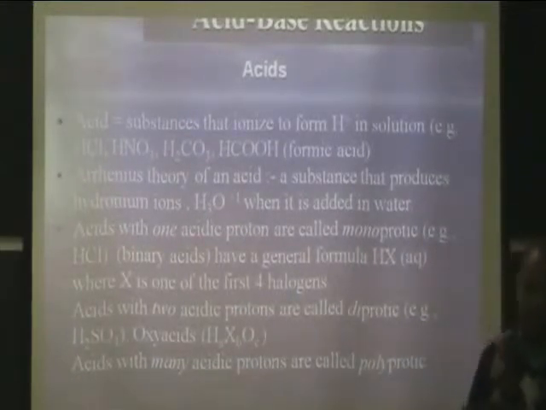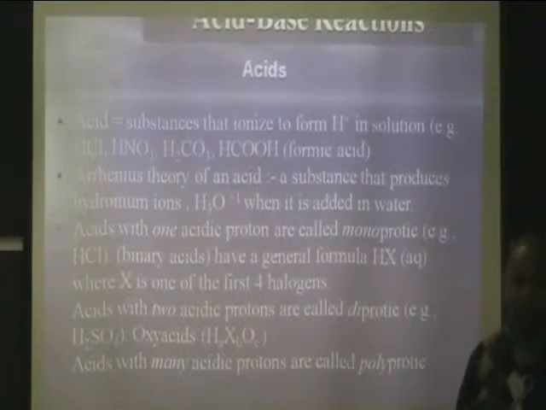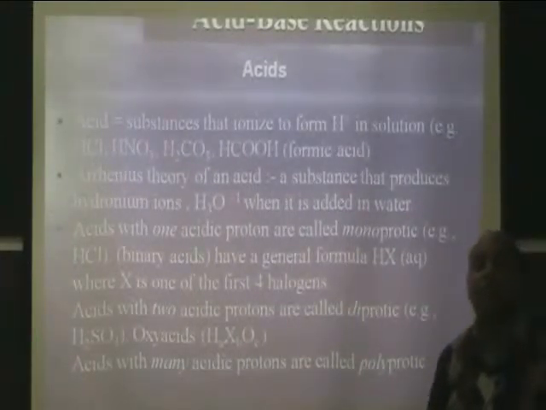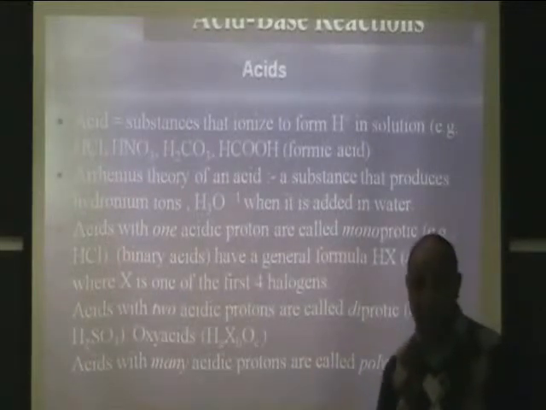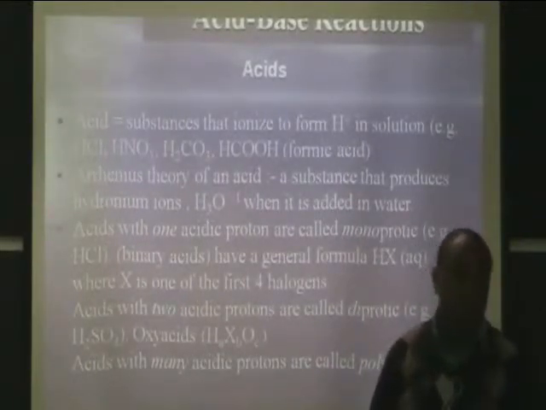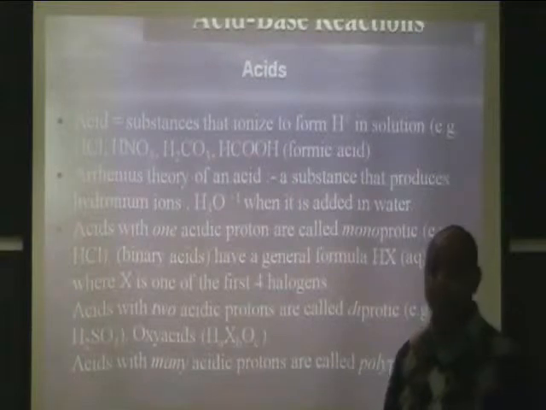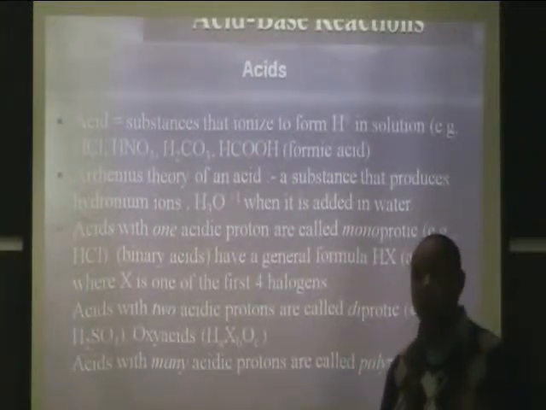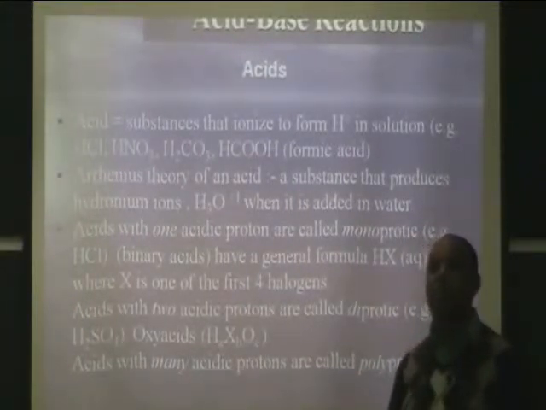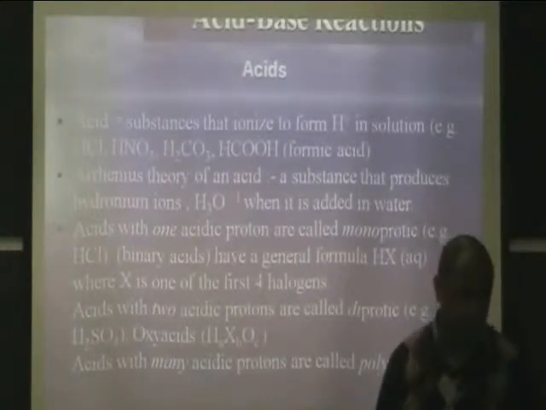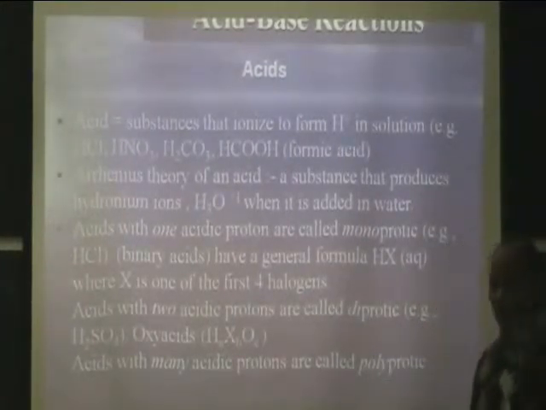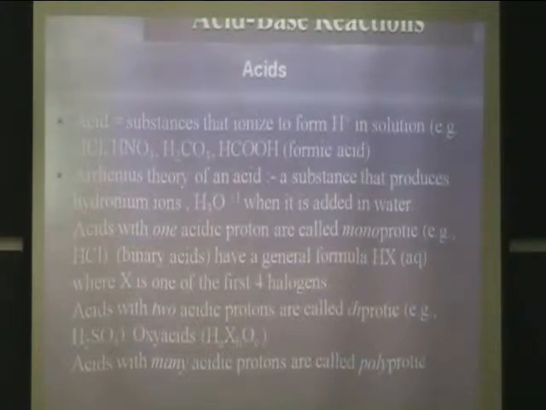Phosphoric acid, for example. What's the formula for phosphoric acid? H3PO4. H3PO4, right? It's more than two, so we call this a polyprotic acid. So one hydrogen ion is monoprotic, two hydrogen ions is diprotic. If you have more than two, we can say it is a polyprotic acid.